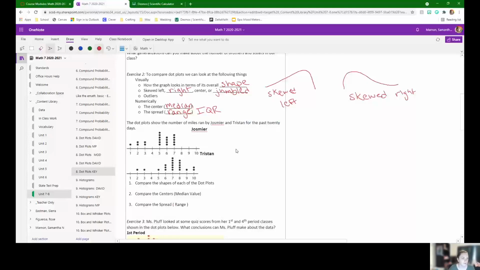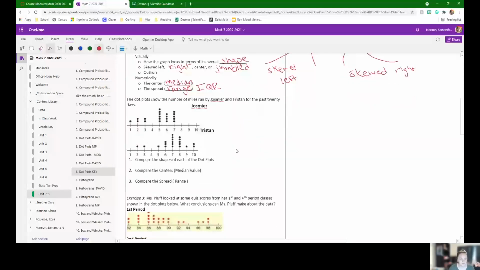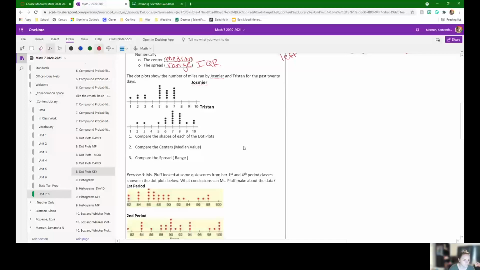So here we have 2 dot plots that show the number of miles ran by Josmir and by Tristan for the past 20 days. We need to compare the shapes of the dot plots. If I start looking, I'm going to draw a line to make it like a hill, and I can do that here too. I would say Josmir's is pretty centered, but maybe you interpret it a little differently. Tristan's, I think, is definitely skewed left. He's got a couple of days where he only did 2 and 3.